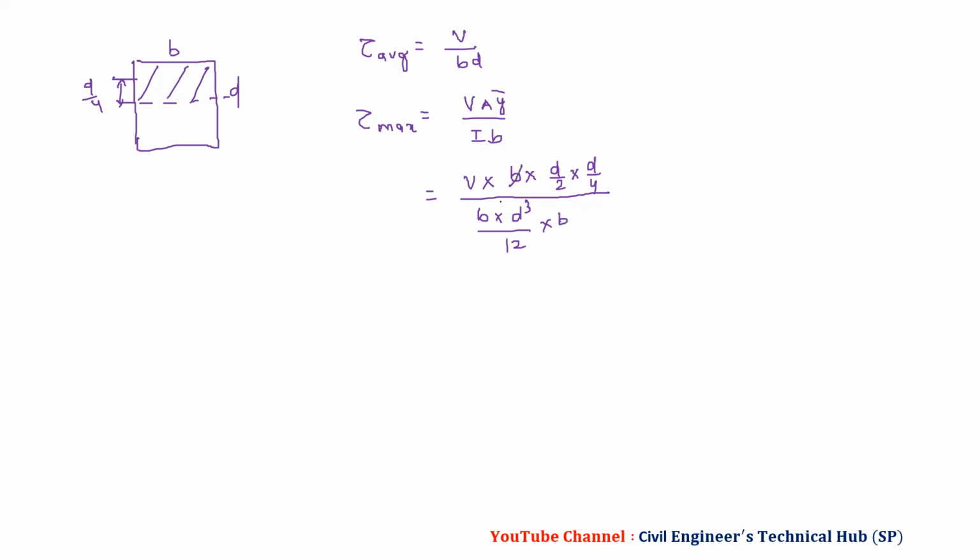And then you can see this b gets cancelled. This d, 2d gets cancelled. And this 12 will go up. So we have 12V upon 8bd. So 4 threes are 12, 4 twos are 8. So it will be 3 by 2 V by bd.